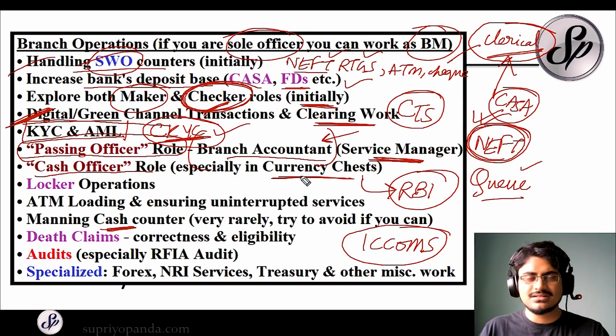Because see what happens in a currency chest: you just get the money from RBI, and that money you have to transmit to the other branches. So that is what actually happens. And also different branches will be sending you their excess cash. So that also you have to handle.